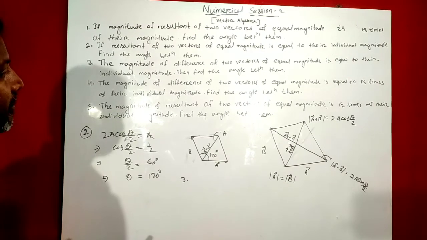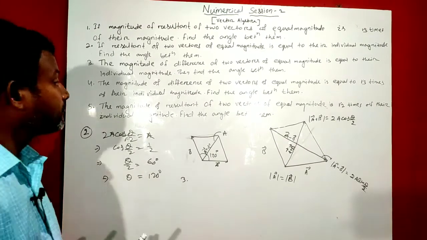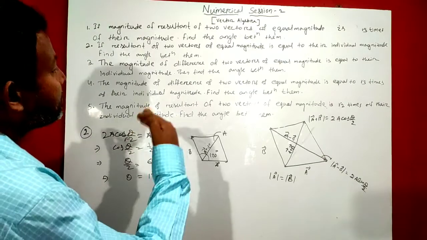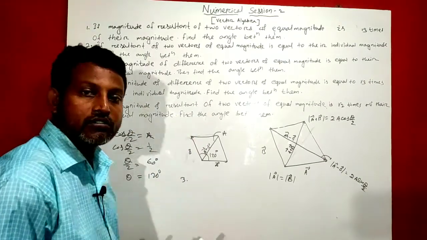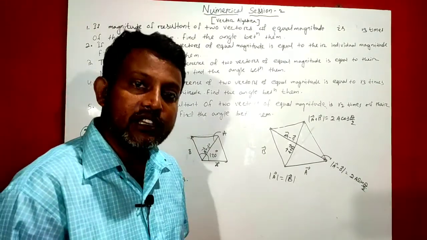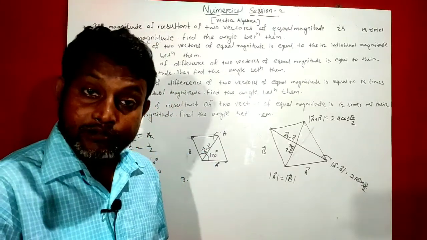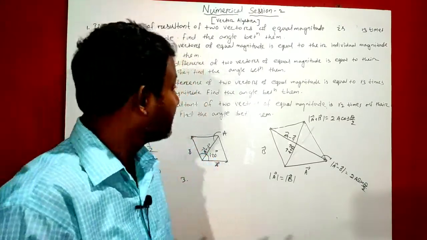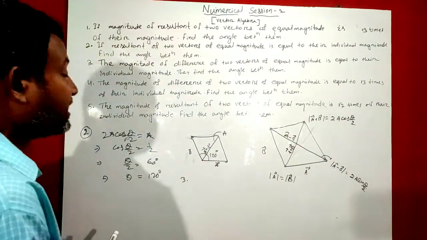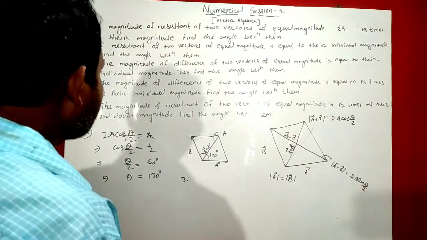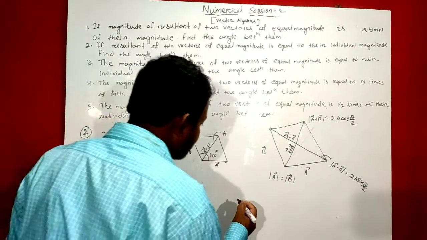So then find the angle between them. That means the magnitude of difference of two vectors of equal magnitude. That means the vectors are equal in magnitude and their difference vector, that means A difference B, the magnitude of A difference B is equal to their individual magnitude.